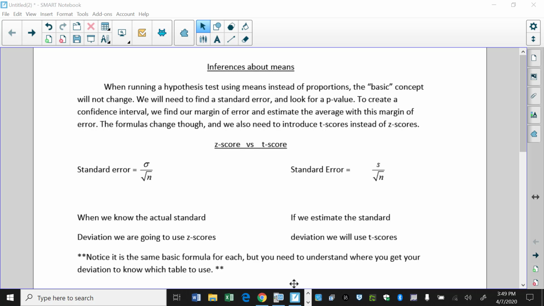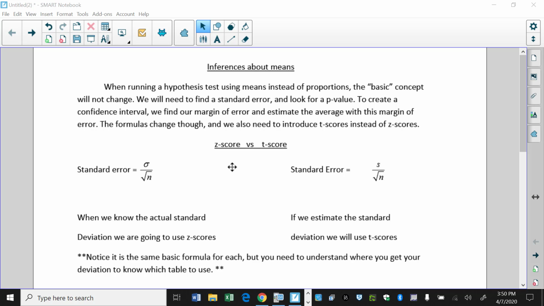And the important thing to understand is what I mean by that: a t-score versus a z-score. So a t-score is, in a sense, a fudge factor for when we don't understand what the standard deviation is, given a problem that we're dealing with.